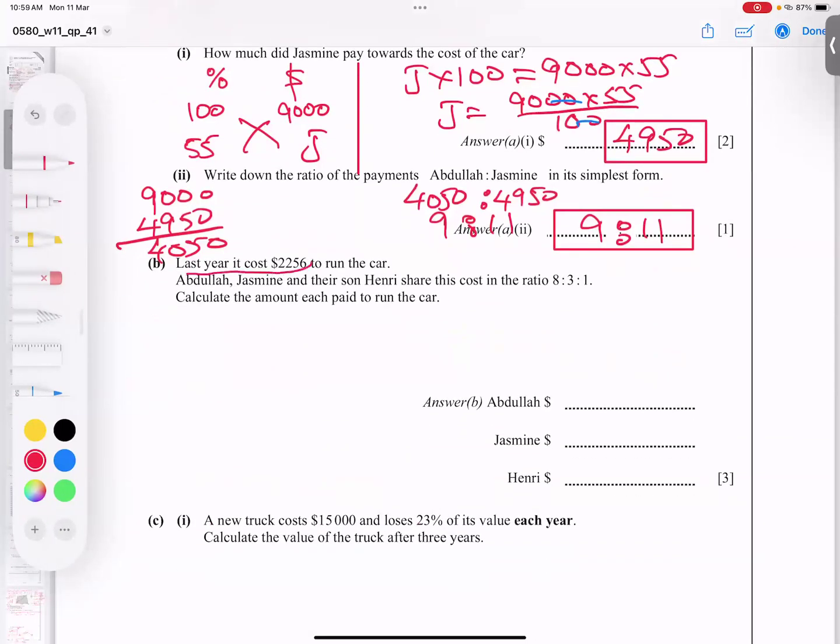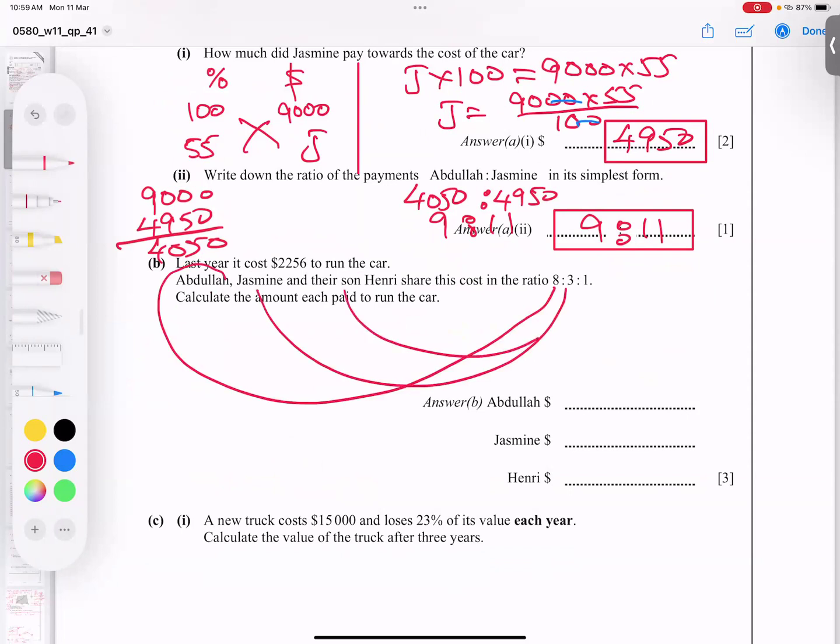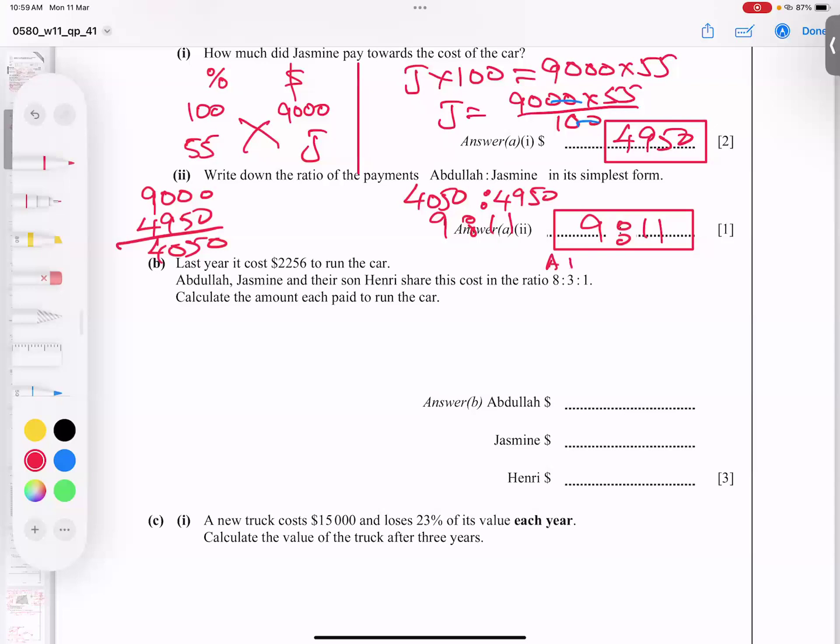Last year, this much was the cost to run the car. Abdullah, Jasmine and another son of Henry share this cost in this ratio. Repeat: Abdullah's is 8, Jasmine is 3, and the son is 1. So I'm writing on top the titles A, J, and S for son. The total cost of running the car is this much. So the amount each paid to run the car, it's not a hard job. I will do it in steps.